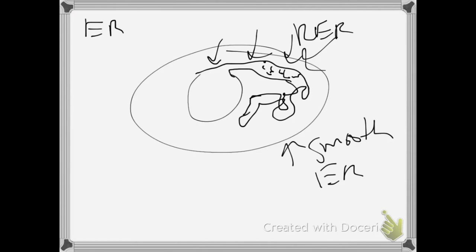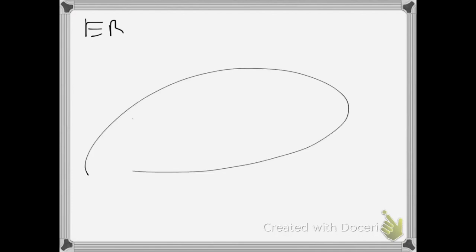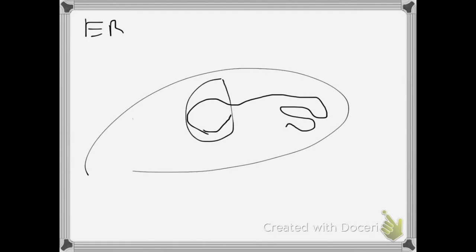So next we'll look at the ER. Again, let me clean this up and redo it. Okay. Cell, nuclear envelope, extension of the nuclear envelope with all these channels. This is our nucleus here. So this extension of the nuclear envelope with all these channels, this is called the endoplasmic reticulum.